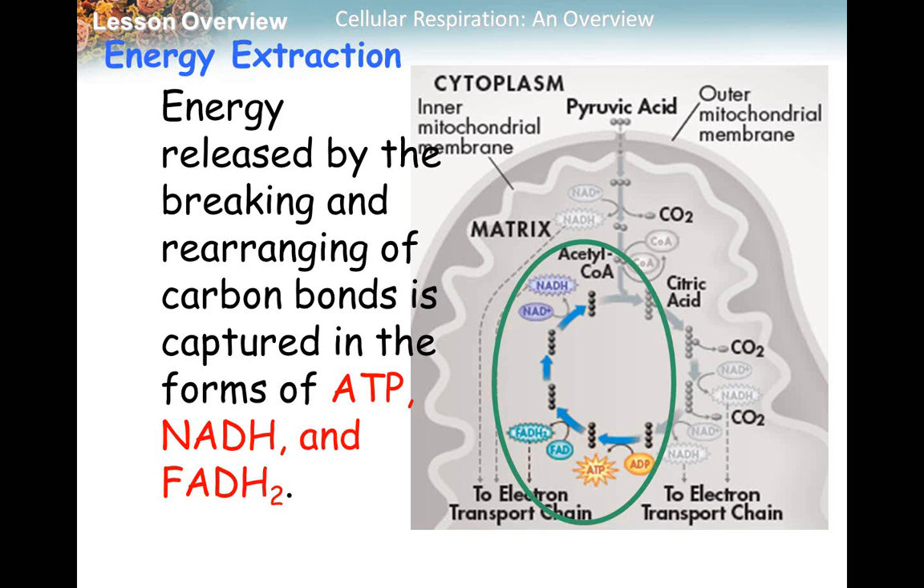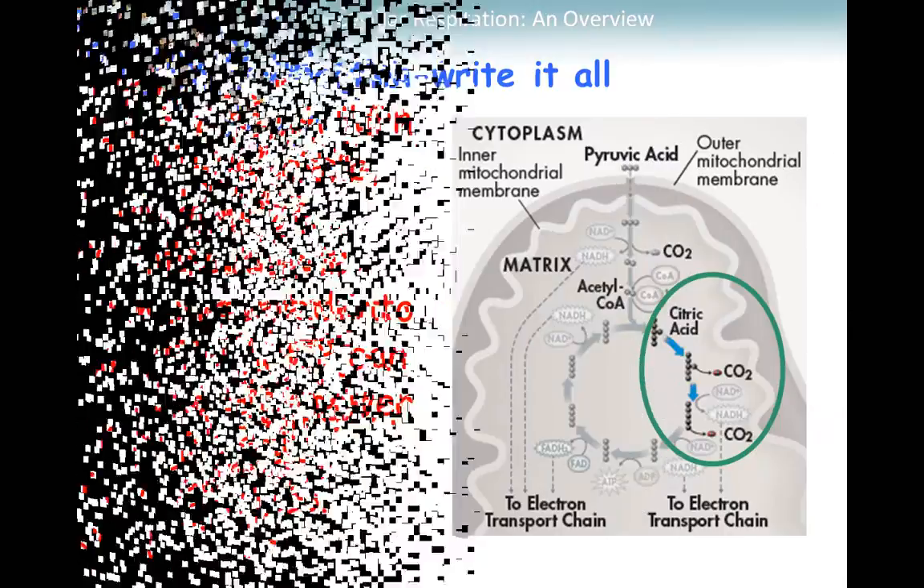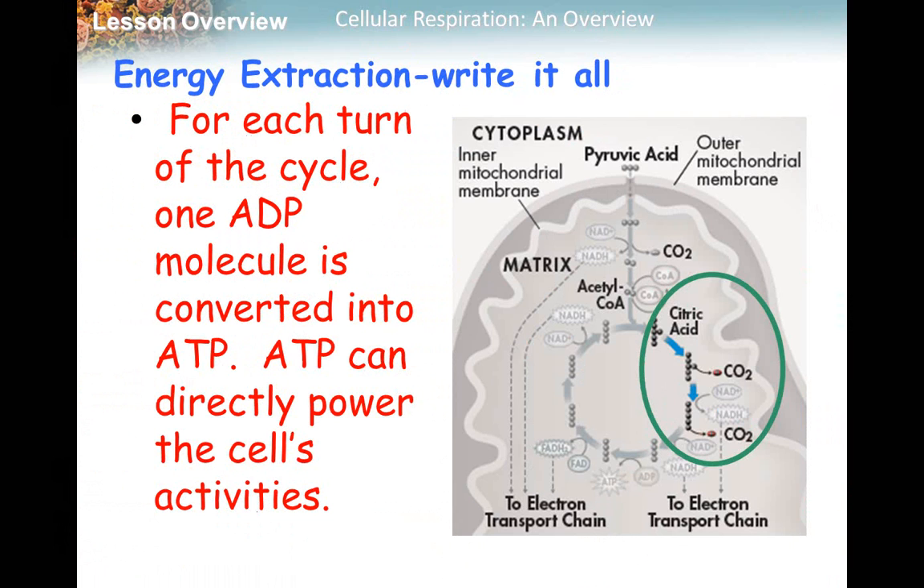Energy released by the breaking down and the rearrangement of carbon is captured in the forms of ATP, NADH, and the other transfer molecule, FADH, which you see in the green circle there. For each turn of the cycle, an ADP molecule is converted into an ATP molecule. ATP can be used directly to power the cell's activities.